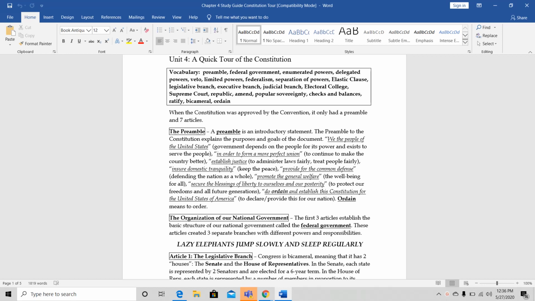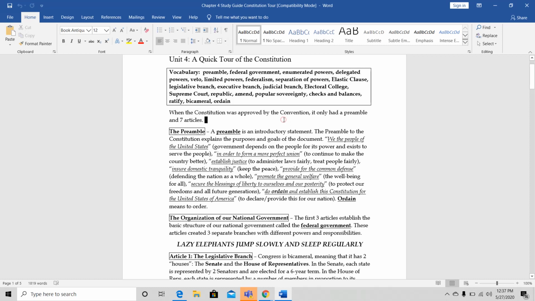So right now, we want to jump into our actual Constitution, or our current Constitution. So what we're going to do is break it down, but let's look at some of these vocabulary words first. Right up here, guys, these are where your vocab words are located, as always. So you have preamble, federal government, enumerated powers, delegated powers, veto, limited powers, federalism, separation of powers, elastic clause, legislative branch, executive branch, judicial branch, electoral college, Supreme Court, republic, amend, popular sovereignty, checks and balances, ratify, bicameral, and ordain.